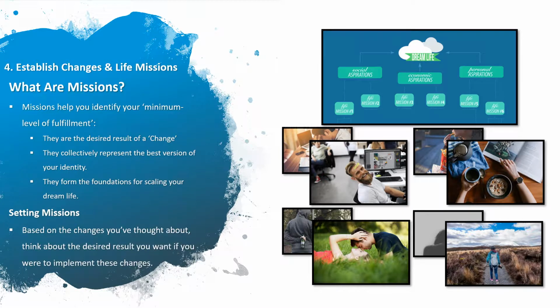So setting missions, then, it's all about that based on the changes you've thought about. Think about the desired result you want if you were to implement these changes. So the changes are all about reducing misery, increasing bliss, and strengthening gratitude. What are the results of a reduction of misery? What are the results of an increased sense of bliss? And what are the results of strengthening gratitude?